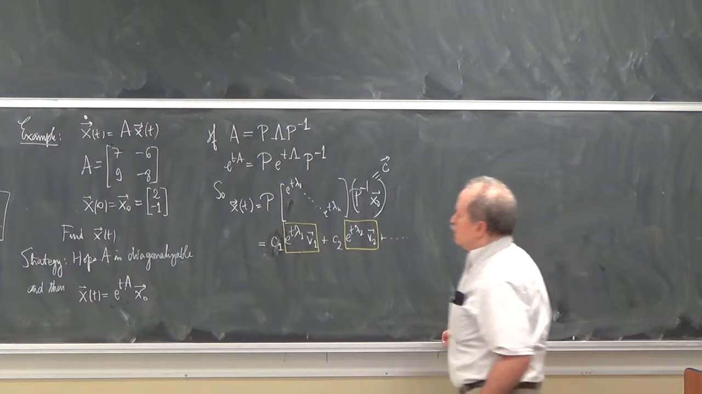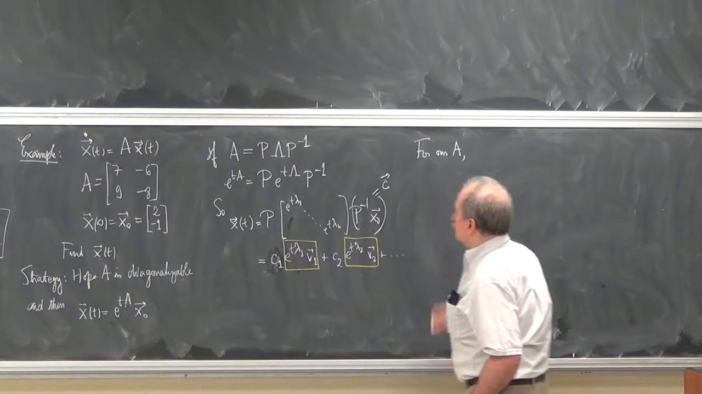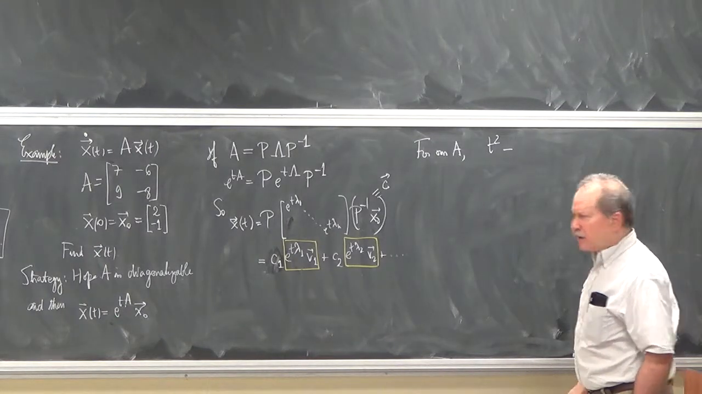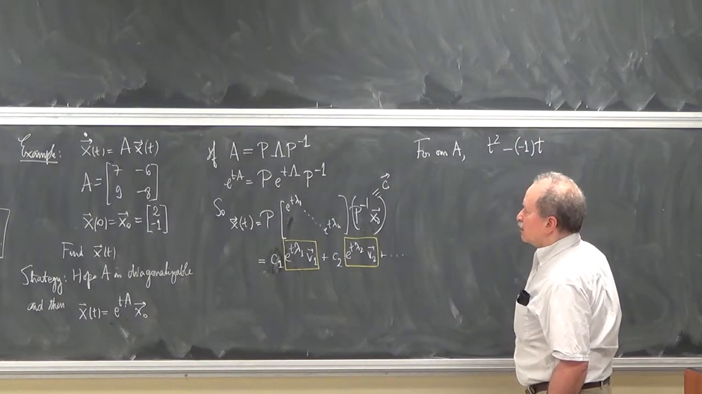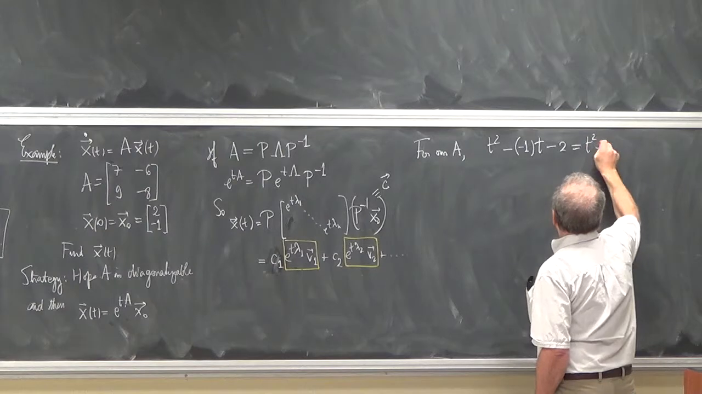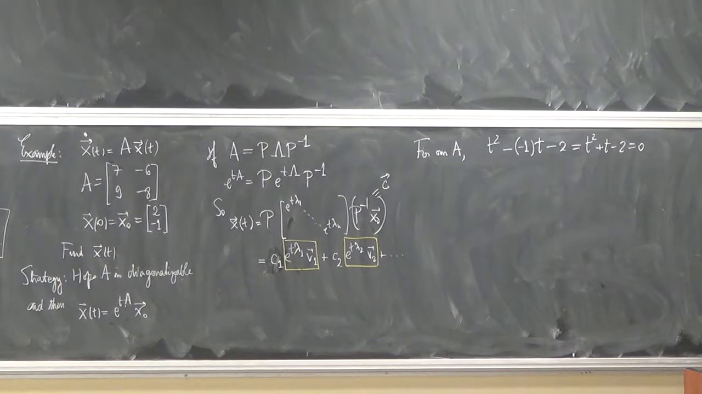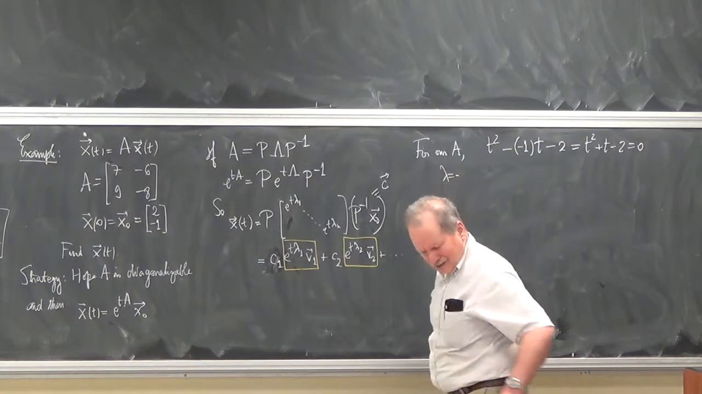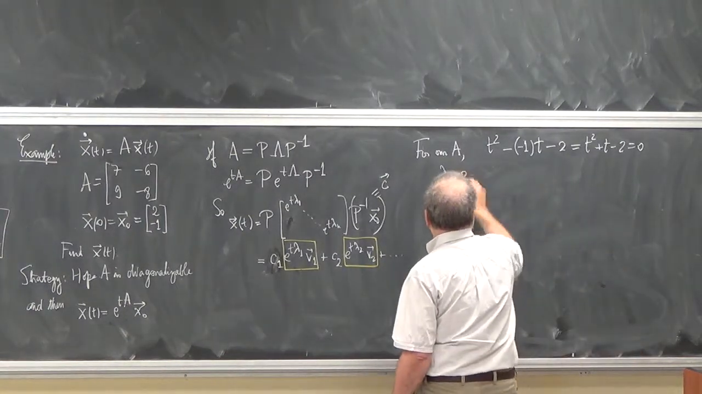So let's do it for our matrix. What are the eigenvalues? What's the characteristic polynomial? t squared minus trace times t plus determinant. Negative 2. So the eigenvalues are negative 2 and 1. Okay. My one is negative 2. Yeah. Okay. I thought I heard you say the other thing. I know, that's what I said.